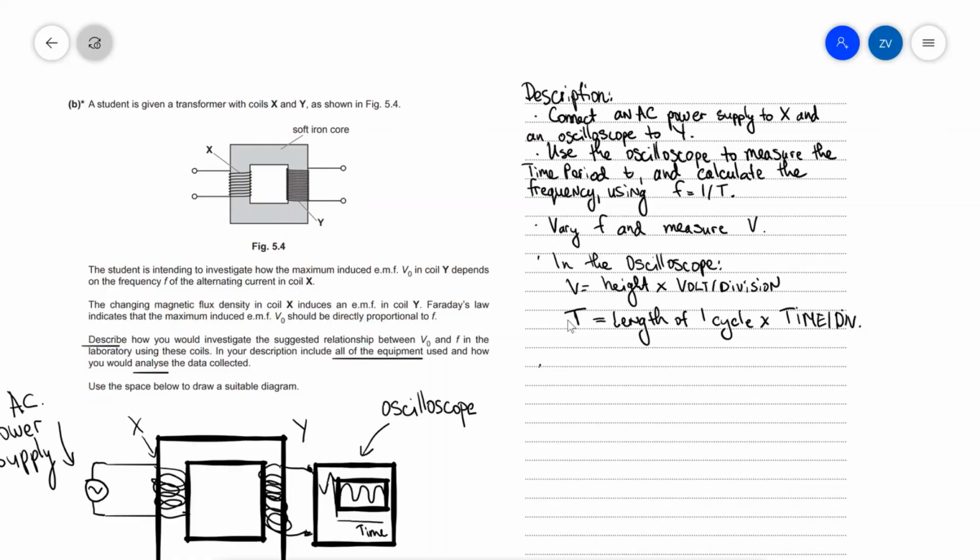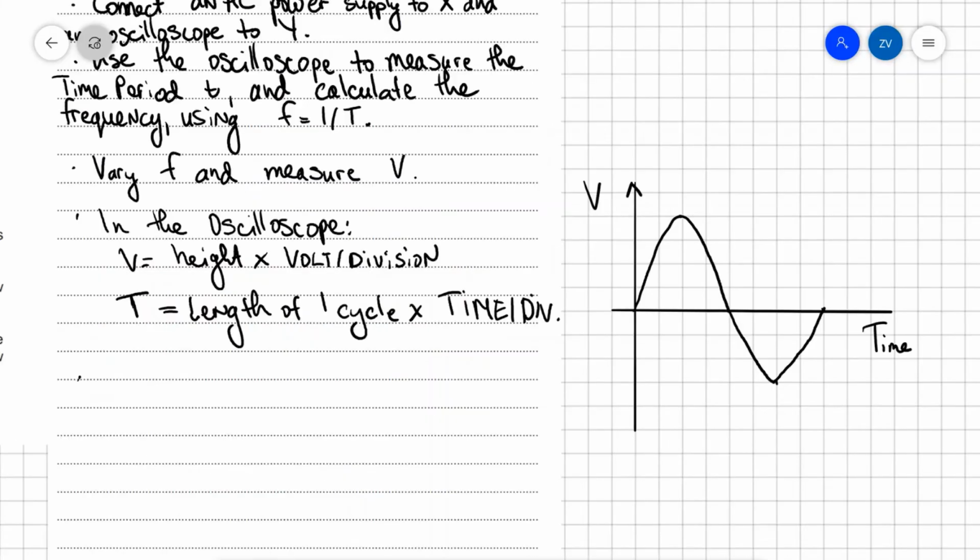Now, in the oscilloscope, V is going to be equal to the height times the amount of volts per division, and T is going to equal the length of the cycle times the time per one division. Now, what do I mean by that? Remember, what the oscilloscope display looks like are these squares. Each of them is 1 centimeter long. However, in different settings, that one square will correspond to different amounts of voltage and different amounts of time.